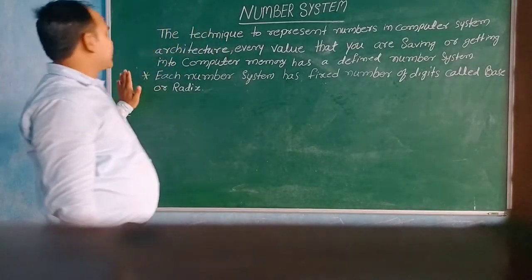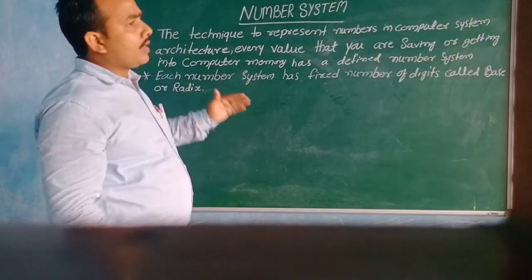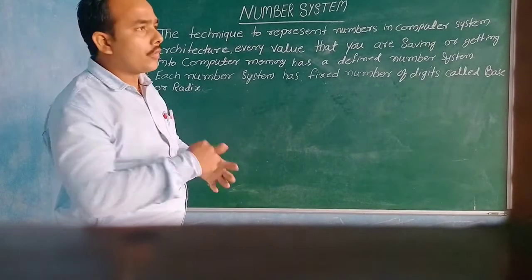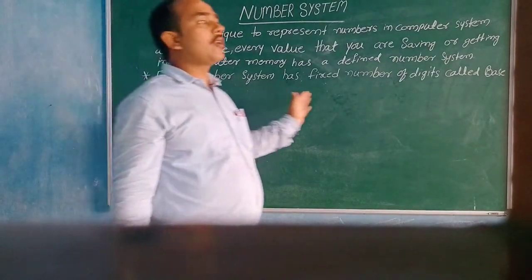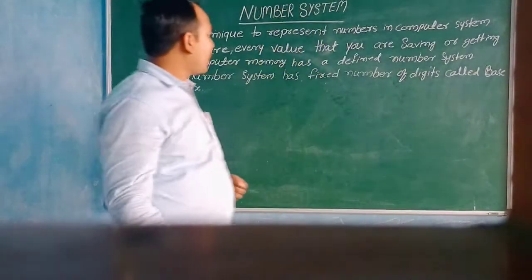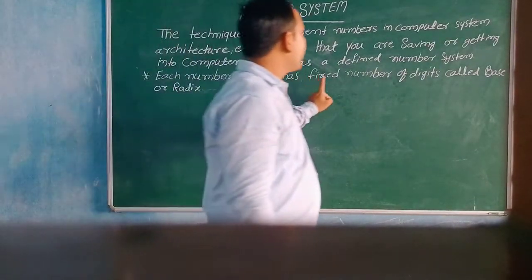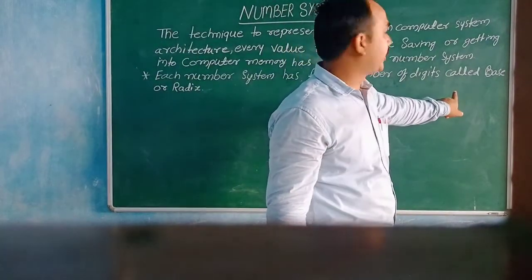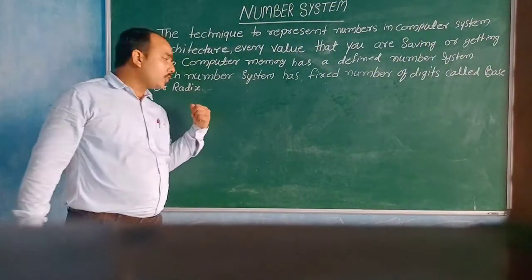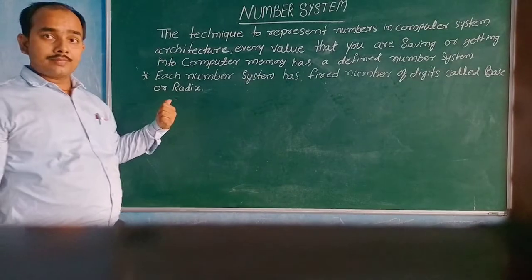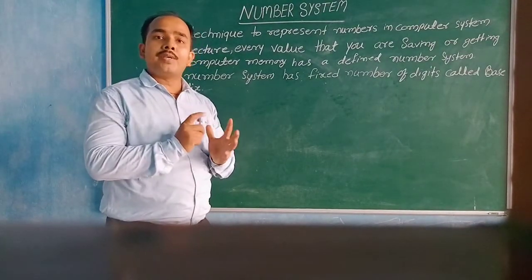So in number system, dear students, number systems are classified into four groups. But before this, we will discuss about base. What do we mean by base? Each number system has a fixed number of digits called the base. It is also known as radix. Okay. So number system has a base.